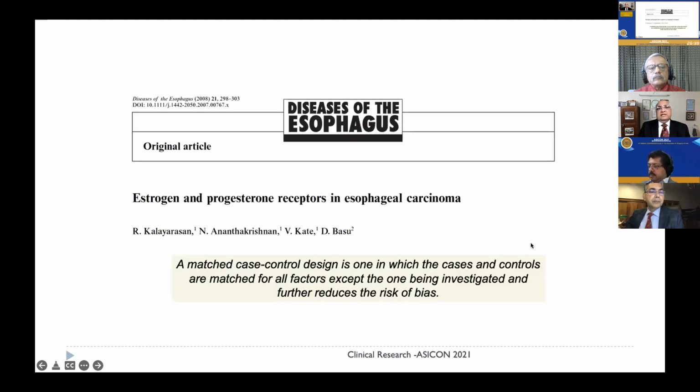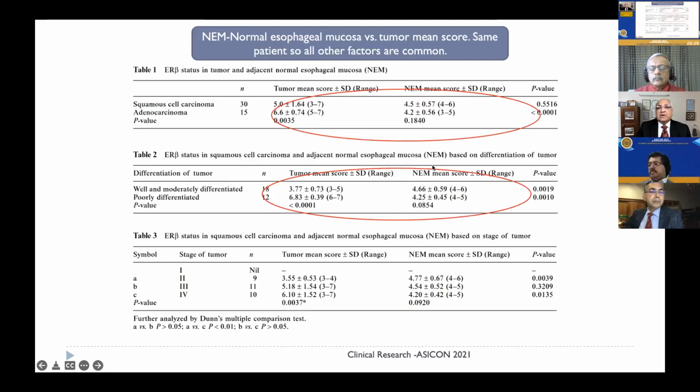Now, this is again a case control study, slightly different from the previous one. Here, in the same patient, we studied estrogen and progesterone receptors in patients with esophageal carcinoma, in the cancer and in the surrounding normal esophageal mucosa, NEM. So all the other parameters actually were controlled here.